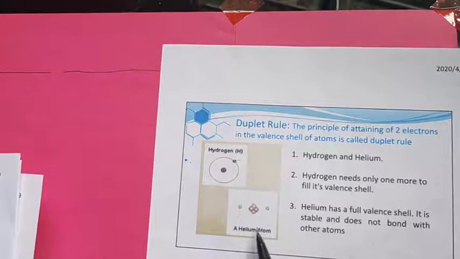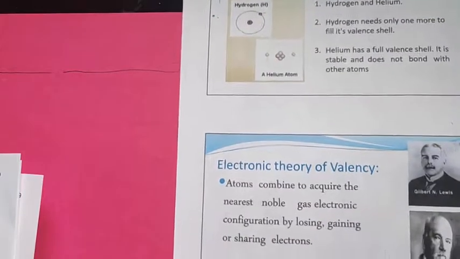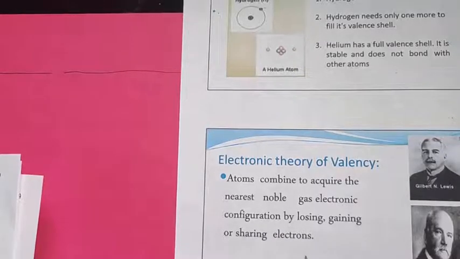It is stable. It is already stable. So next theory is electronic theory of valency. Atoms combine to acquire the nearest noble gas electronic configuration by losing, gaining or sharing electrons.